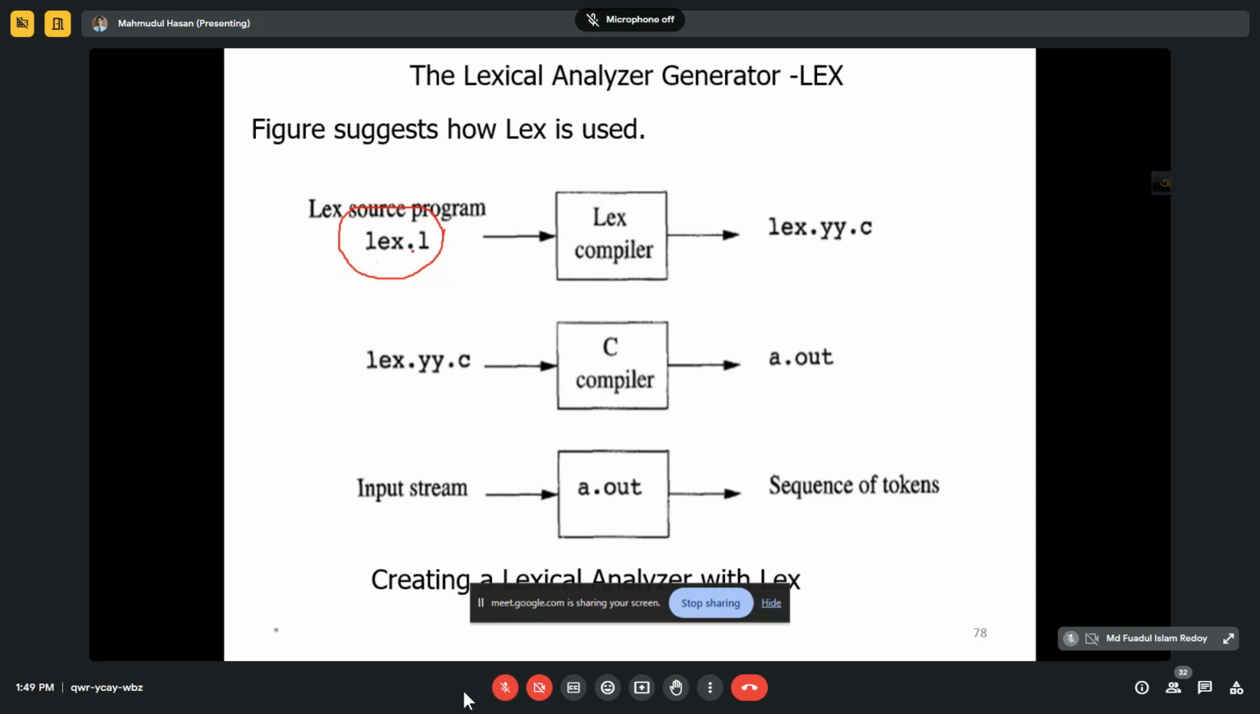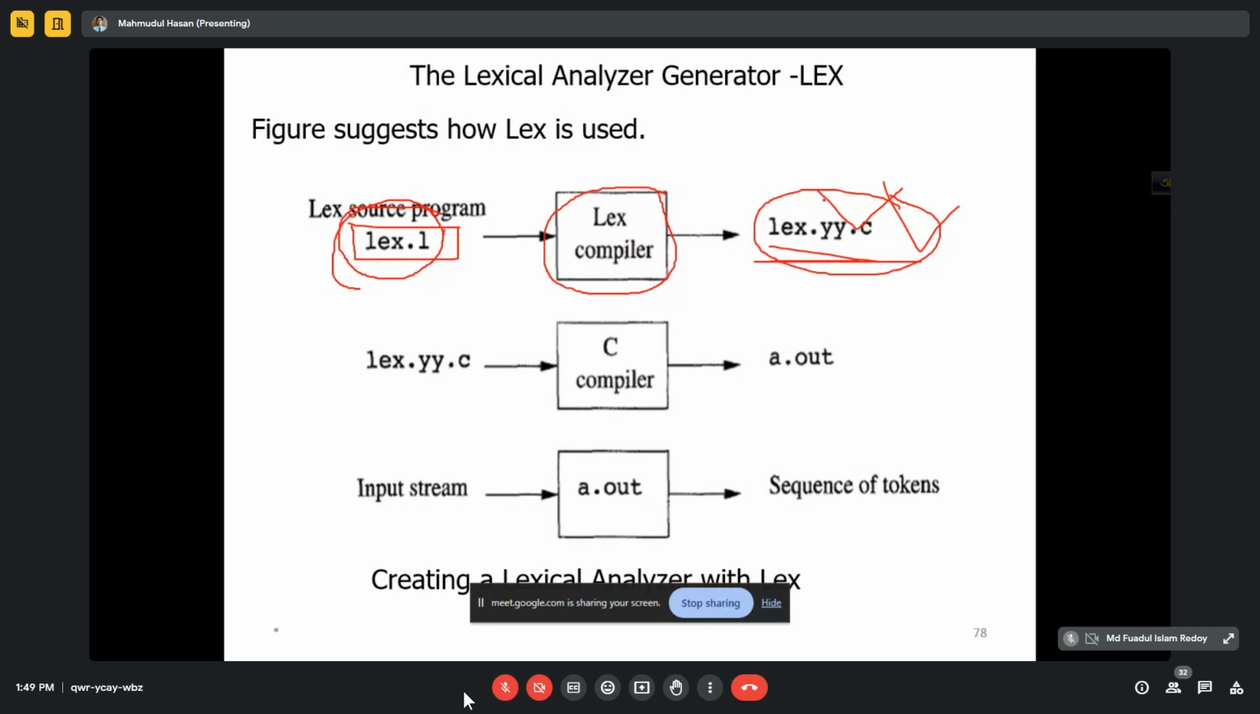Okay, so lex.l, this file contains the regular expressions to describe patterns for tokens. So this is the lex file. There is also a lex compiler. When you pass this lex.l through the lex compiler, it will produce the yy.c file. The lex file contains the regular expressions, and this file contains the transition diagram of those regular expressions.